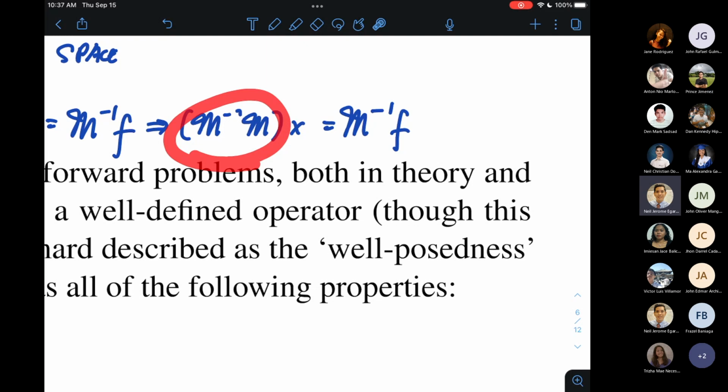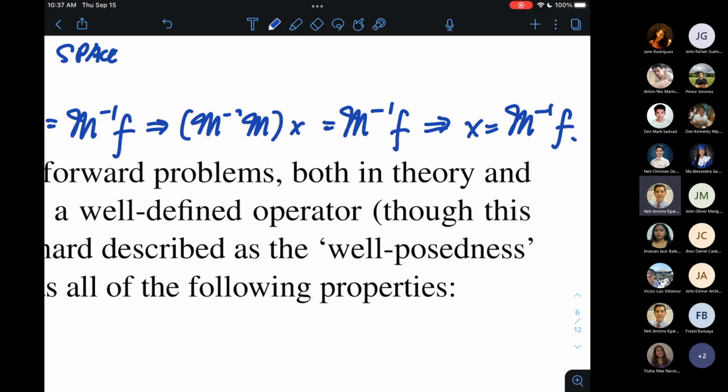Identity operator applied to the input x will just give us x, so that means x is equal to M inverse f. And that should have been the end of story, right? Masaya na tayo dapat dito, right?